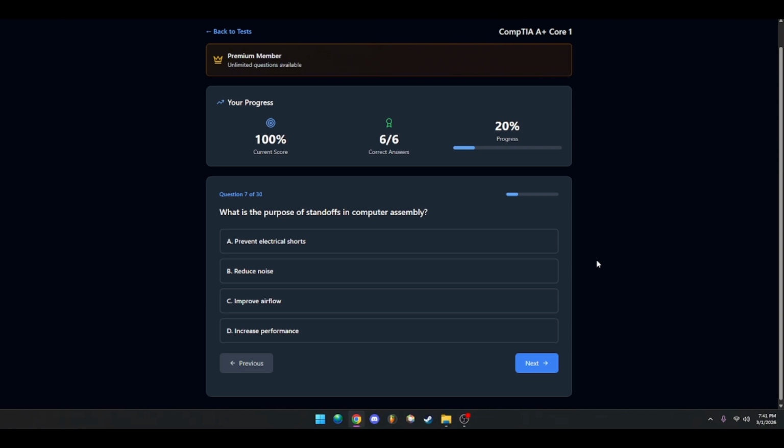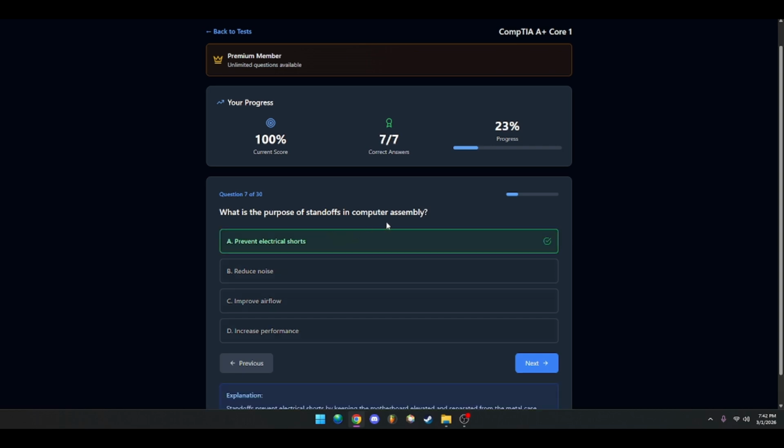Question number 7. What is the purpose of standoffs in computer assembly? And the answer would be A, prevent electrical shorts. When you go to take your A+ Core 1, you need to know what each part in the computer does confidently when you walk into the test room. Even silly little things that you may forget about. Standoffs, they might ask a question just like this one when you go take your test, so keep that in mind when you go forward with your studies.